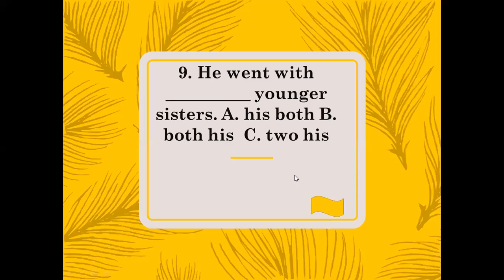He went with dash younger sisters. A is both, B both is, C two is. What is the correct answer?